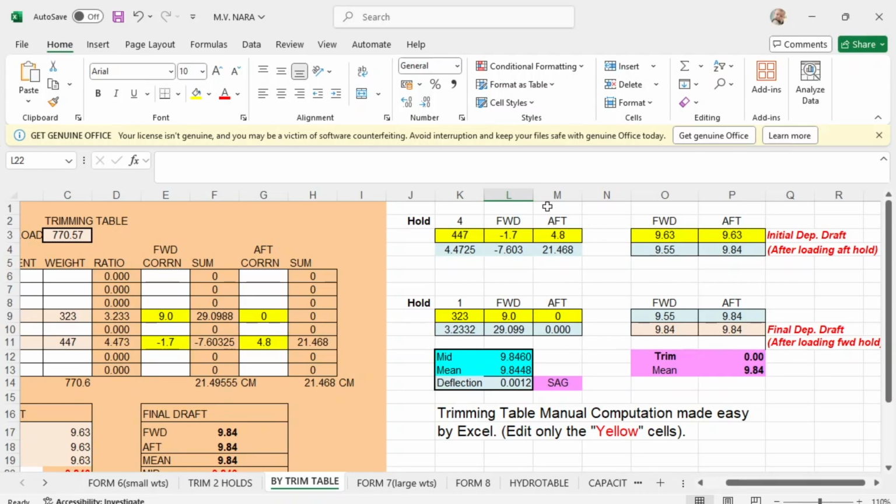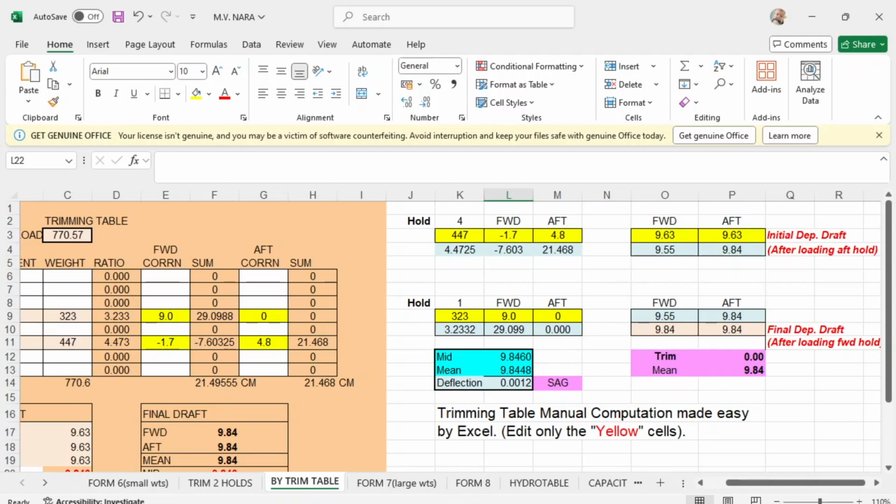Okay, when you load hold number 4, this will be your corresponding draft when you load. When you finish loading number 4, this will be the corresponding draft. This is your initial draft of 9.63. So when you load 447, your forward draft will be 9.55, and up draft will be 9.84. When you have completed loading hold number 1 of 323, your forward draft will be 9.84, and up draft will be 9.84. Okay, so that's it, guys.